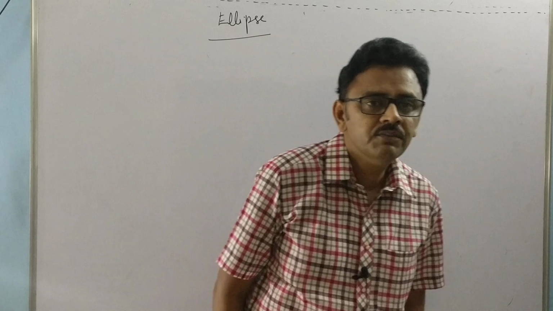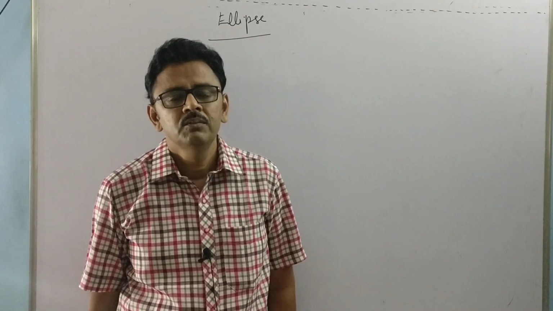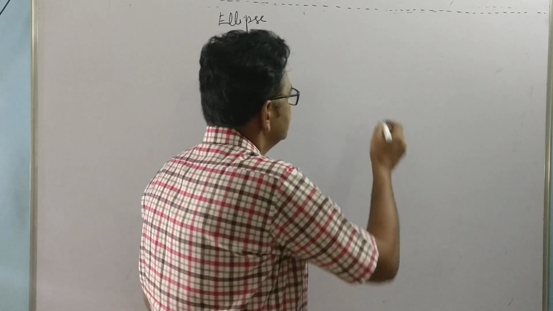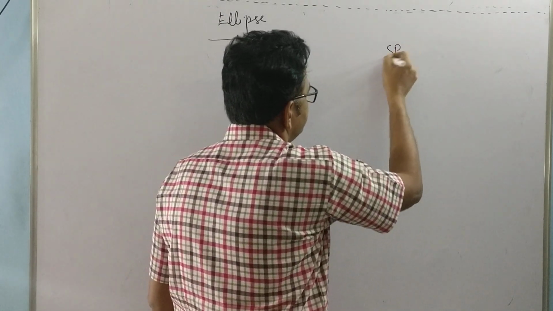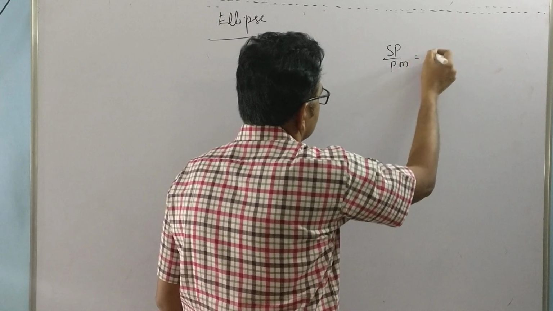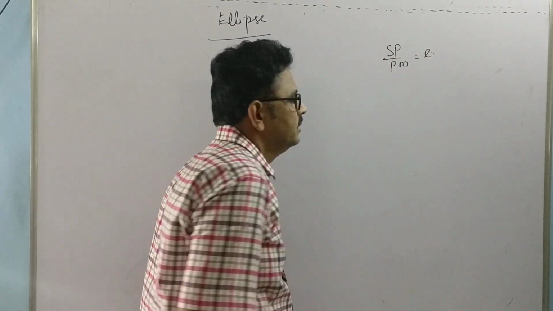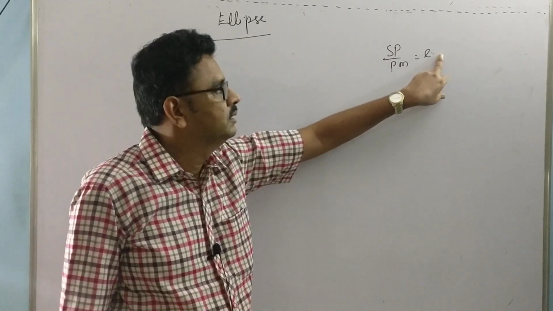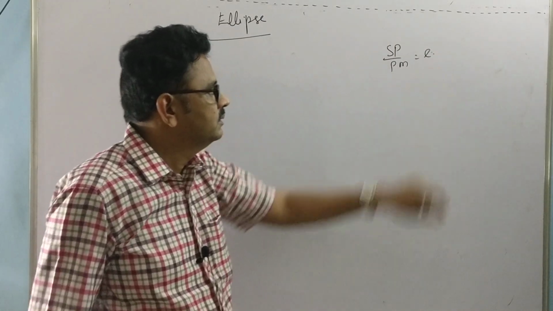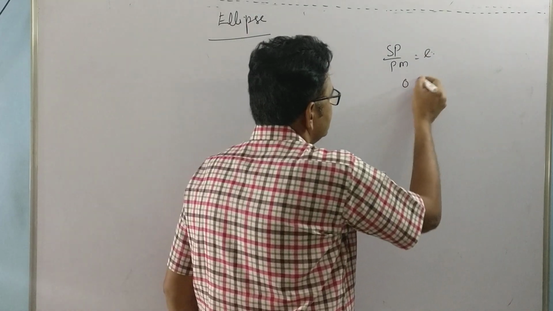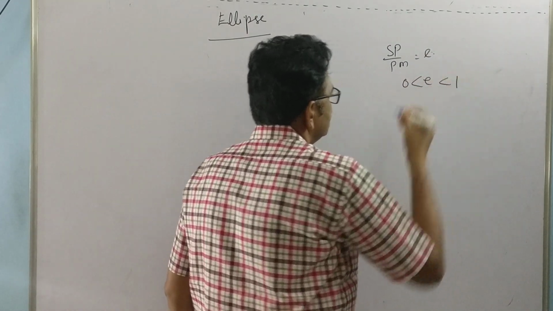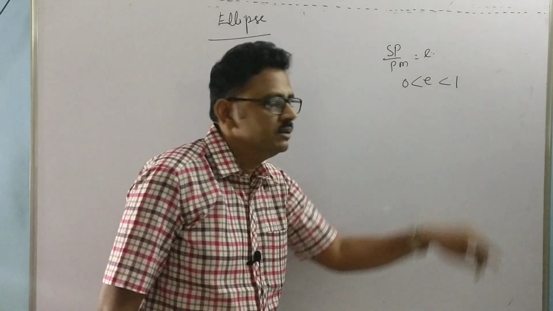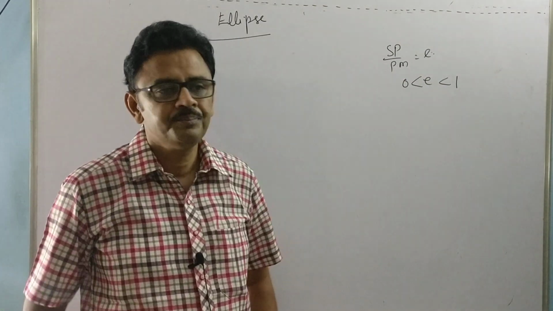You know the definition of the conic. What is a conic? The locus of a point P such that SP by PM is equal to constant E. If E is equal to 1, the conic is said to be a parabola. If 0 less than E less than 1, then the conic is said to be an ellipse. If E is greater than 1, the conic is a hyperbola.